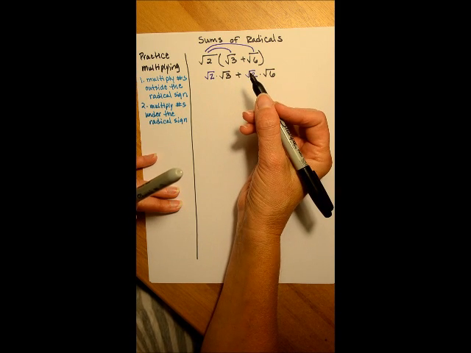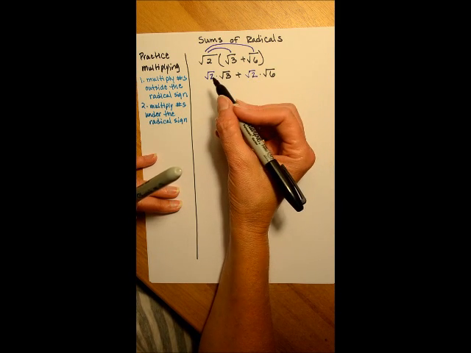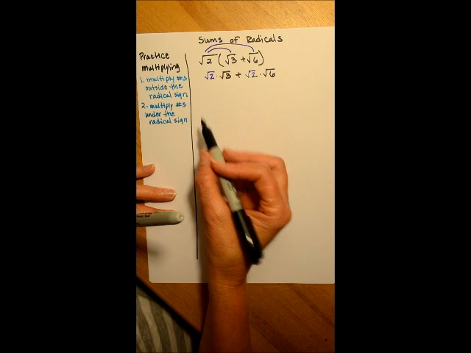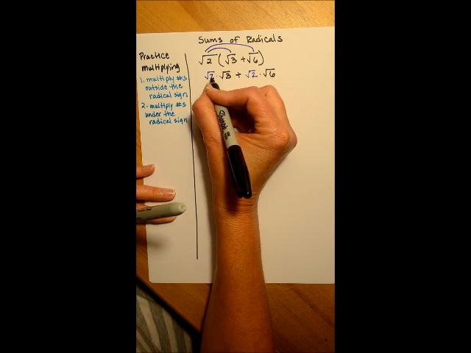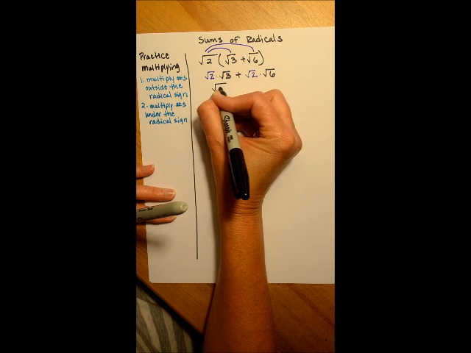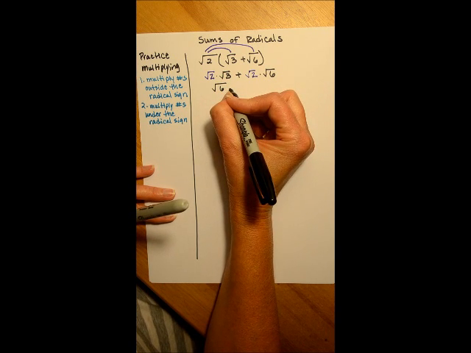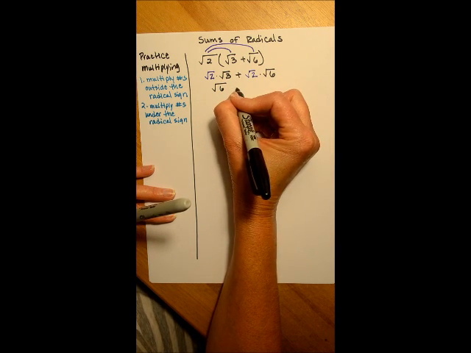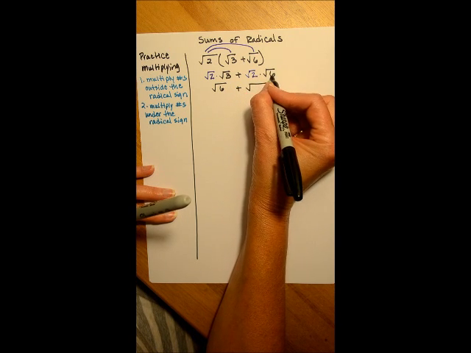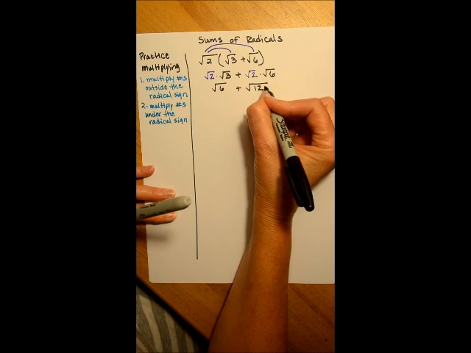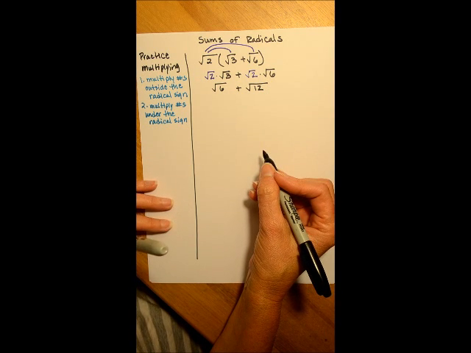I don't have any numbers on the outside, so I don't have to worry about that. That was my step 1. But step 2, multiply the numbers under the radical sign. Well, I can do that. 2 times 3 is 6, so square root 6 plus square root 2 times 6, or square root 12.